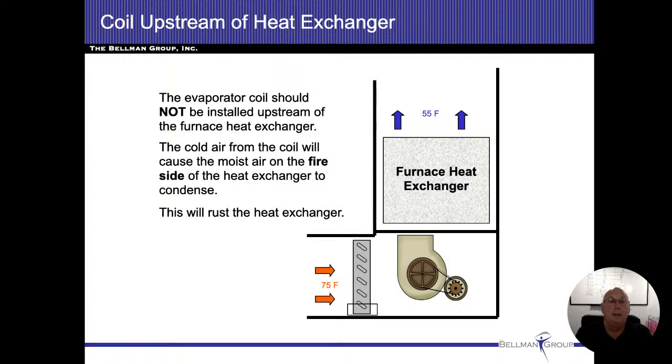All right. Watch for the coil if somebody does install this upstream of the heat exchanger. Now we're going to be adding moisture and humidity onto the heat exchanger. That is going to be creating a problem. We just can't do it. All right. So again, it's filter, fan, heat exchanger, air conditioning coil. In this diagram, we're showing air conditioning coil, then the blower fan and the heat exchanger, and that just would be wrong.